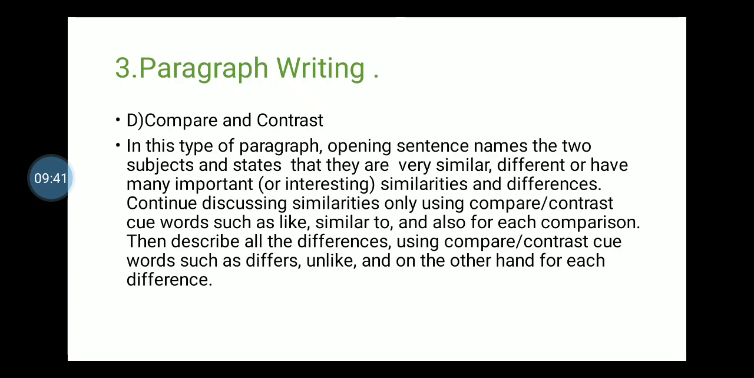Continue discussing similarities only, using compare and contrast clue words such as like, similar to, and also for each comparison. Then describe all differences using compare and contrast keywords such as differs, unlike, and on the other hand for each difference. Means in this paragraph we describe the two objects. First, only similarities using like, similar to, etc. words, and then we use differences, contrast of the same objects, using words such as differs, unlike, and others.